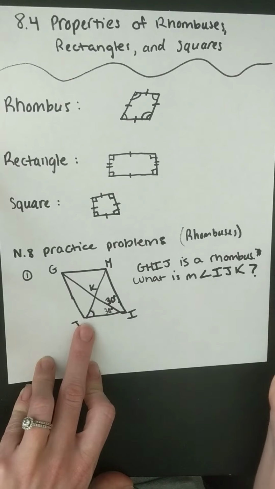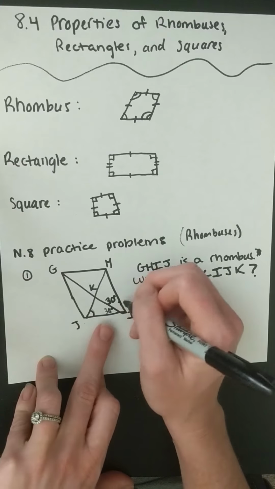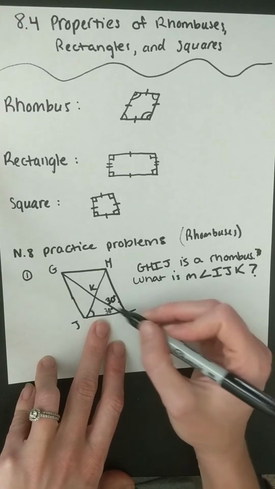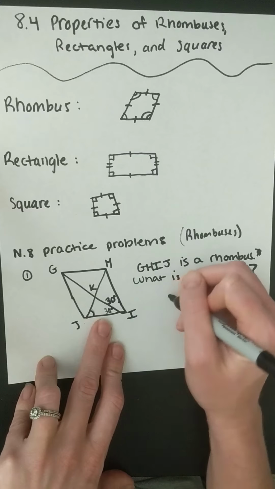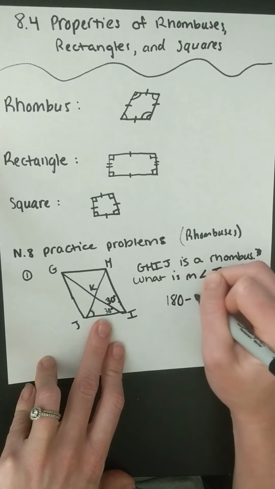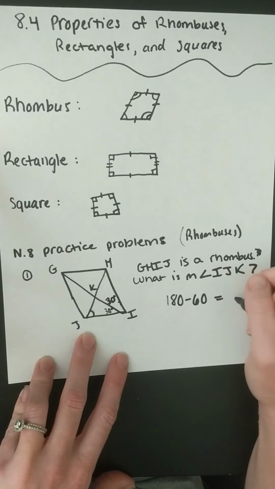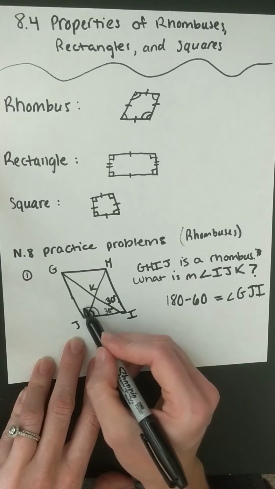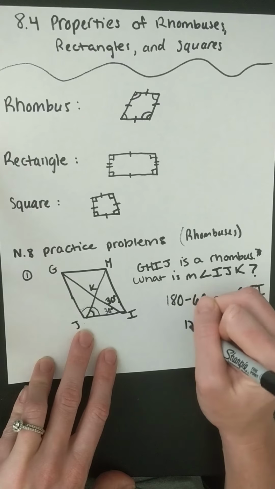So you would say this whole angle here, because that's just one part 30, and we know this part is 30 because that's the angle bisector, this whole thing is 60. So what I would do is 180 minus 60 should give me what GJI is. Angle GJI, so this whole thing right here. So what that gives me is 120 degrees.